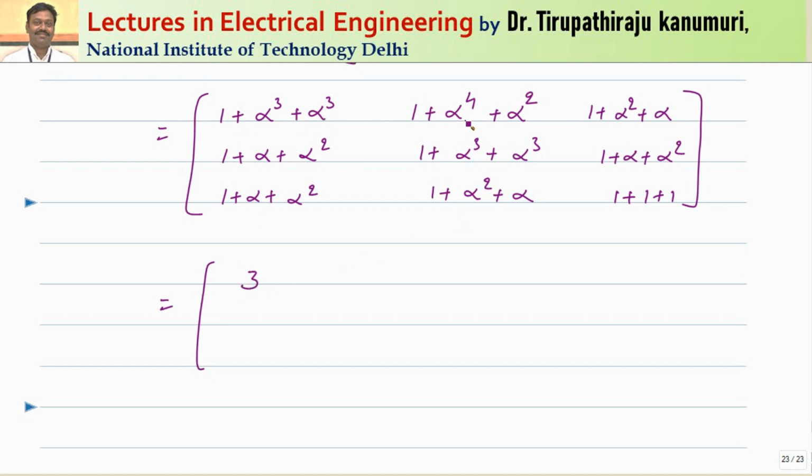And this one, 1 plus alpha to the power of 4. Alpha to the power of 4 I can write as alpha cube multiplied by alpha, because every 3 times it is completing one cycle, so we can remove that one. So the value of alpha to the power of 4 now becomes equal to alpha. This I can write as alpha to the power of 3 plus 1. So this will become 1 plus alpha square.